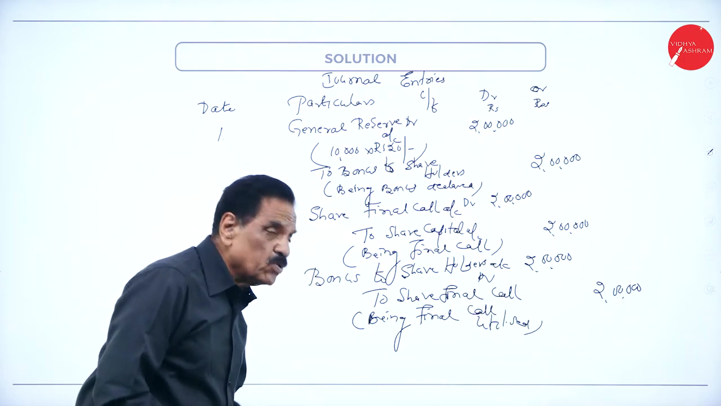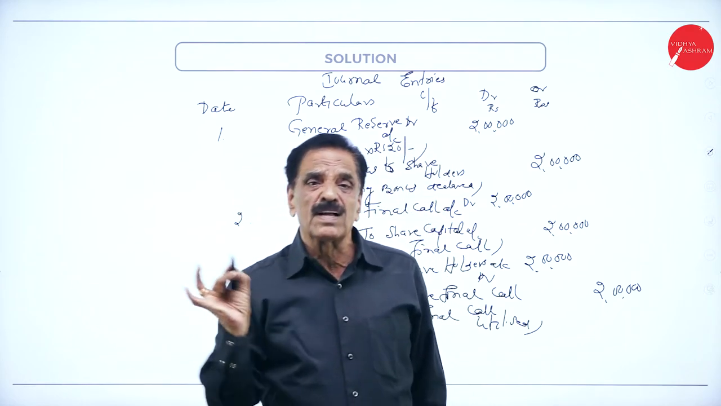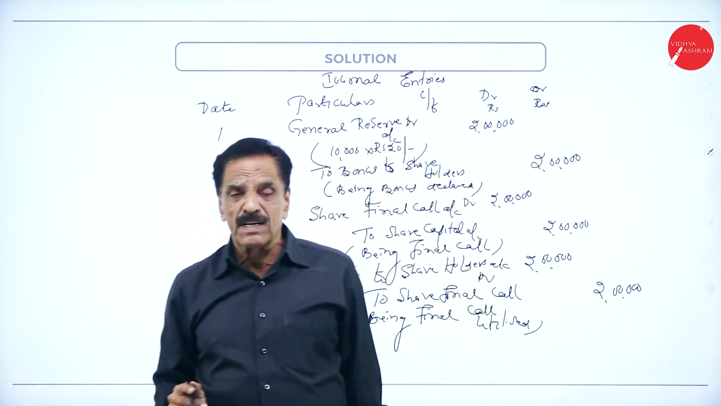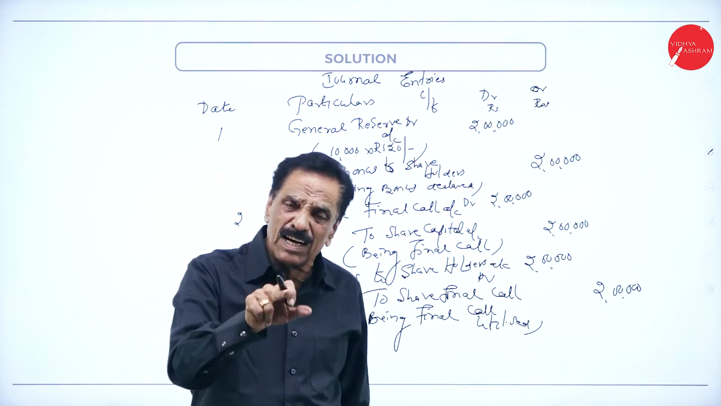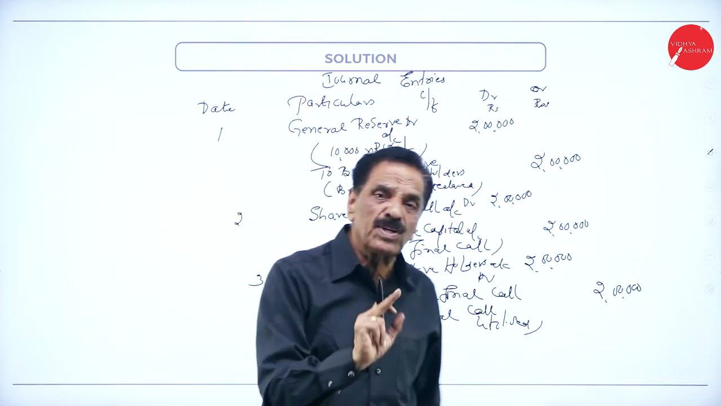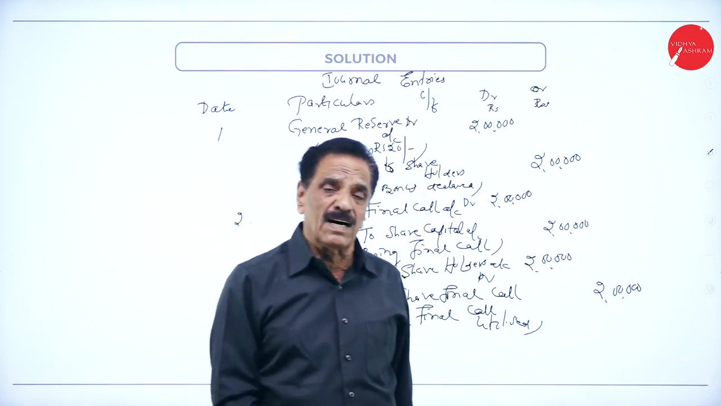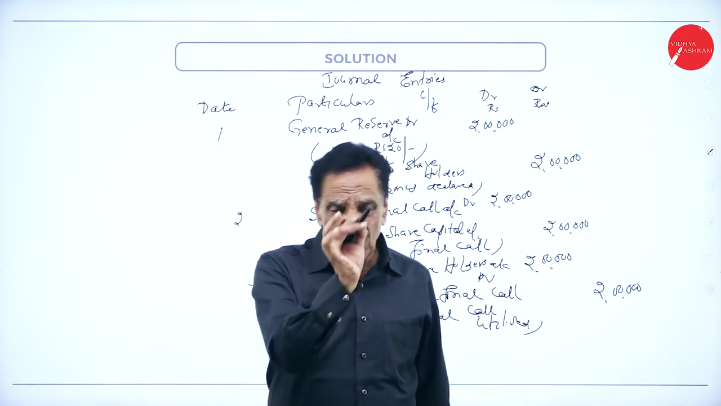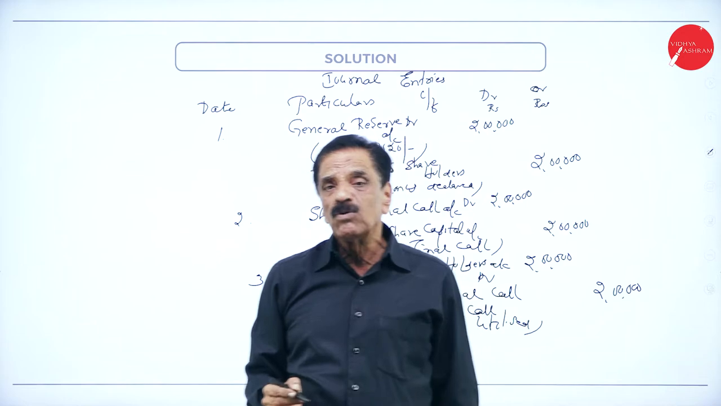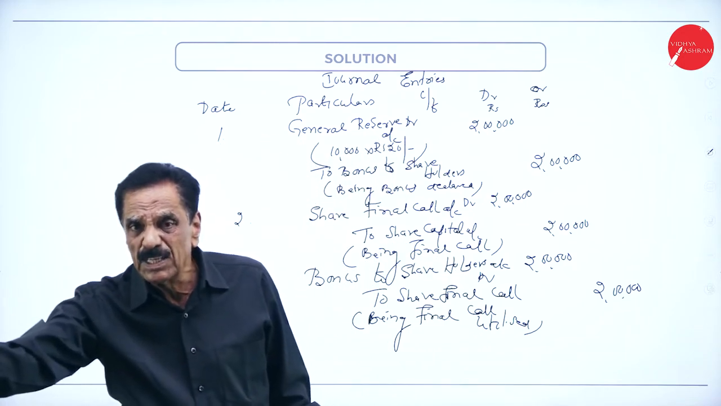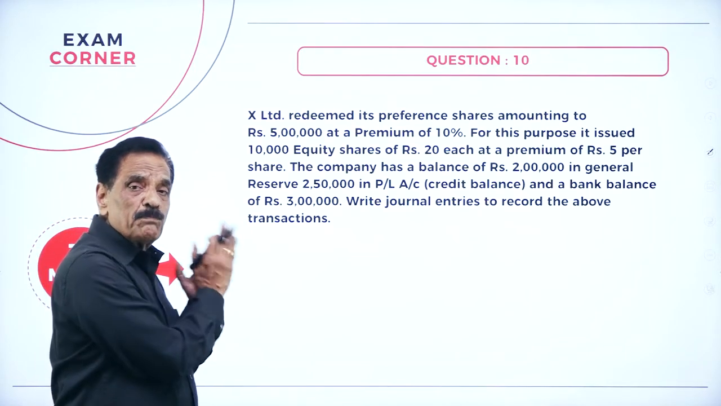So slowly you can go through. Entry: general reserve account debit to bonus to shareholder account. Share final call account debit to share capital account. Bonus to shareholder account debit to share final call account. Now, further bonus utilized: security premium account debit, CRR account debit, general reserve account debit to bonus to shareholder account. How is it paid? In the form of equity share: bonus to shareholder account debit to equity share capital account. Hope you understand.